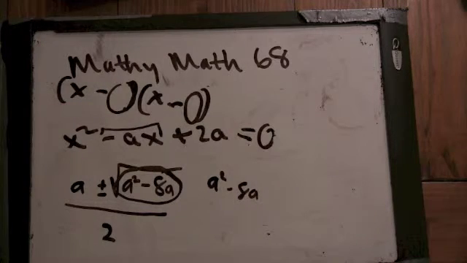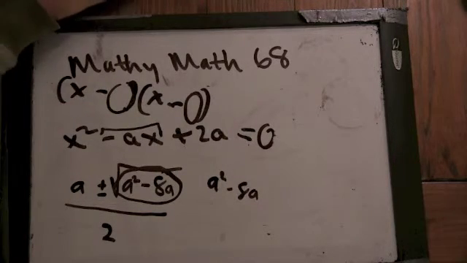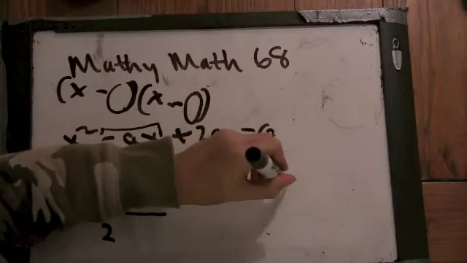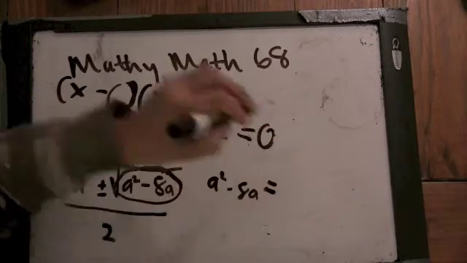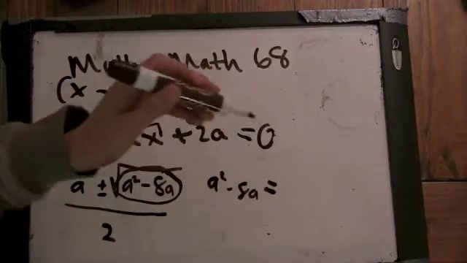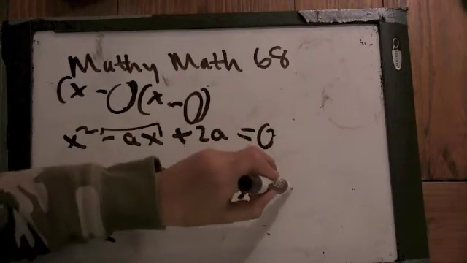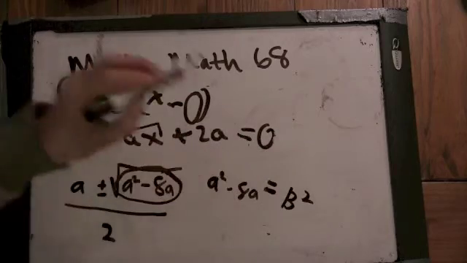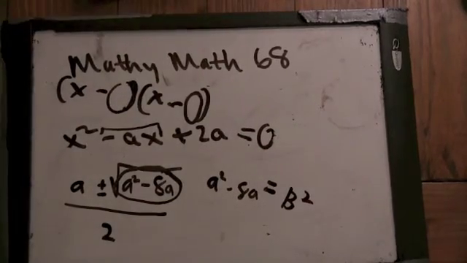Write that down. A squared minus 8a is a perfect square. So what is the perfect square? It's going to be some number squared. What do you want to call it? I'll call it b. B squared. A squared minus 8a equals b squared. Okay, great. On to part 3.